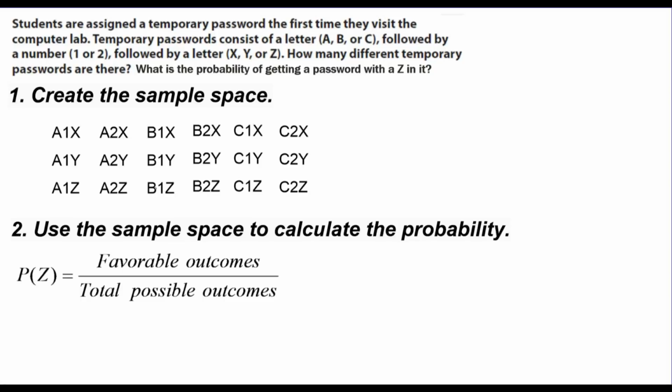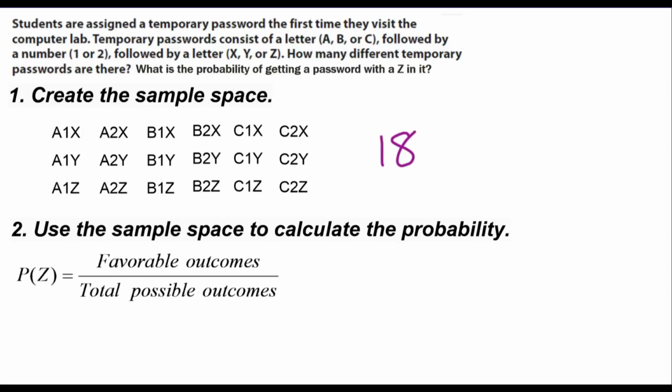But if you do it in an organized way, then you can tell when you've got all your possible outcomes. Then I went ahead and listed all of the passcodes that start with B: B1X, B1Y, B1Z, B2X, B2Y, and B2Z. And then finally, all of the outcomes that start with the letter C: C1X, C1Y, C1Z, C2X, C2Y, and C2Z. So now I can see that those are all the possible temporary passcodes, and there are 18 possible outcomes.